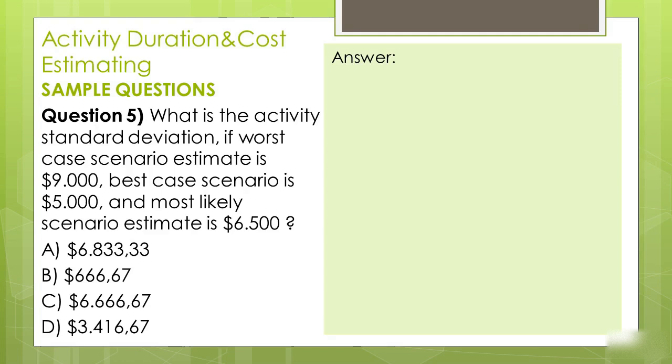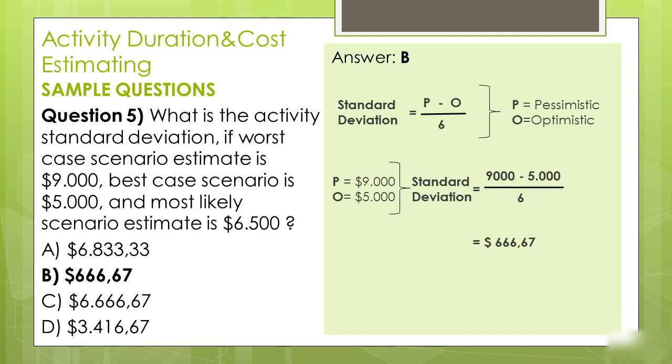Question number 5. What is the activity standard deviation if worst case scenario estimate is $9,000, best case scenario is $5,000, and most likely scenario estimate is $6,500? Well, since it doesn't tell anything about the type of the distribution, then we will assume beta distribution. Let's remember the formula. Standard deviation equals P minus O divided by 6. Here, please note that we don't need most likely estimation. This is unnecessary information. Let's enter the values into the formula. We get the answer as B.